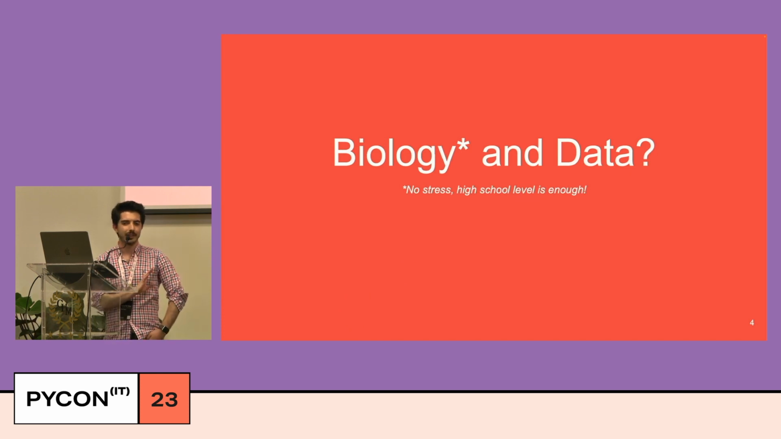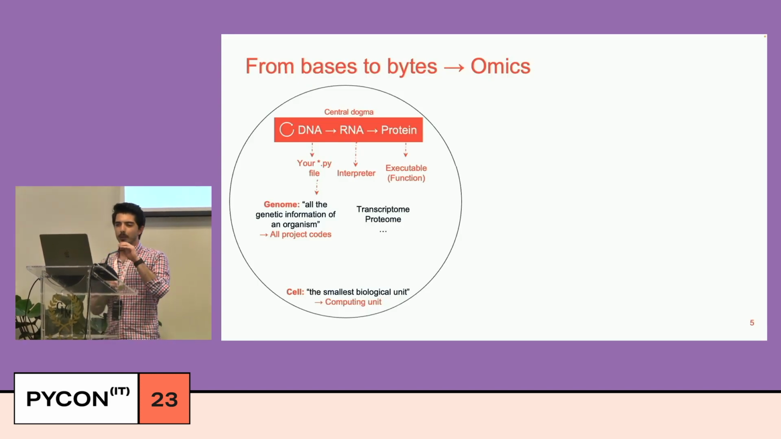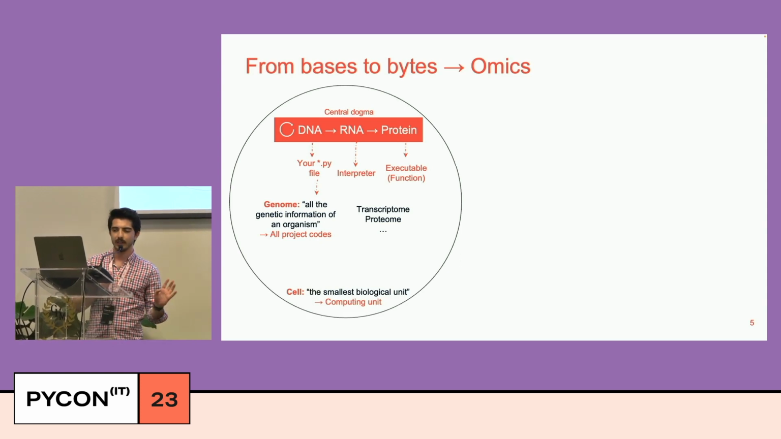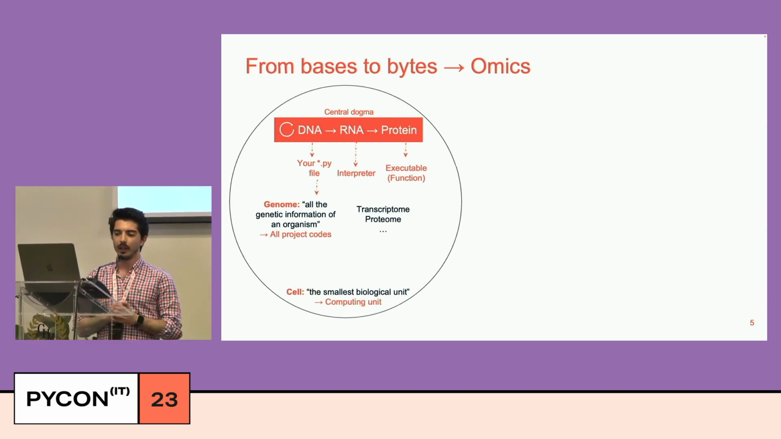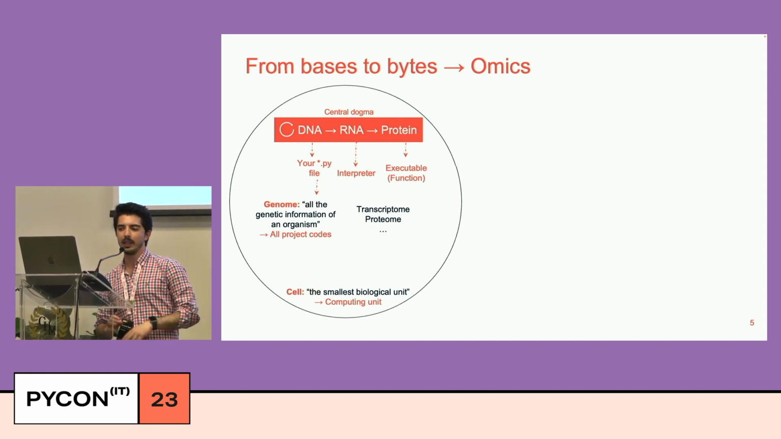Again, no stress. A high school level of biology is more than enough. If you know what DNA is, that's fine. To explain better, I make an analogy. Right now we are at the cell scale. This gray circle represents the cell, which is the smallest biological unit. You can think of it like a computing unit.